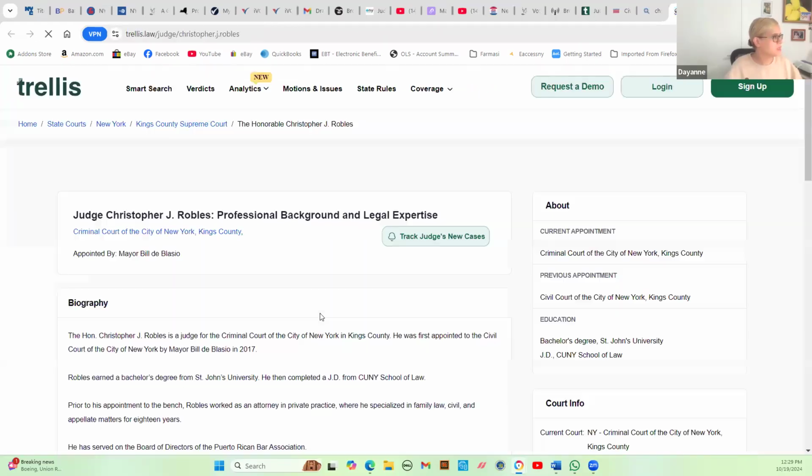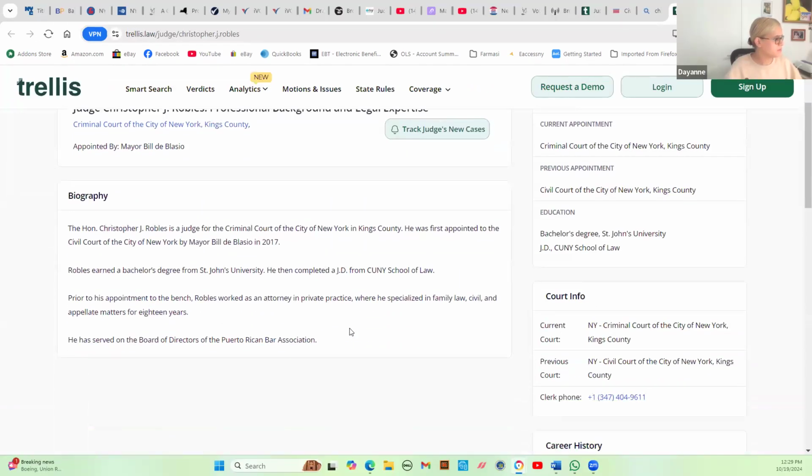Right, we'll click on him on Trellis. So he is Puerto Rican. He was appointed to the Civil Court of New York by Mayor Bill de Blasio. So that for me is questionable. He earned a bachelor's from St. John's. He completed a JD from CUNY School of Law. Prior to his appointment to the bench, Robles worked as an attorney in private practice, where he specialized in family law, civil, and appellate matters for 18 years. He's got a history in law. And he served on the board of directors of the Puerto Rican Bar Association.